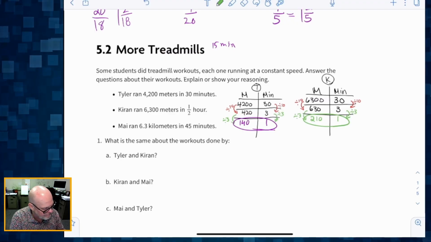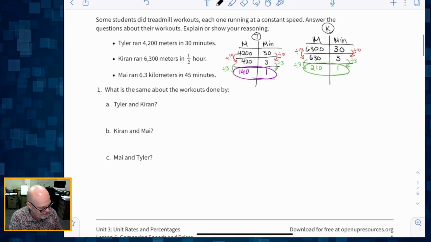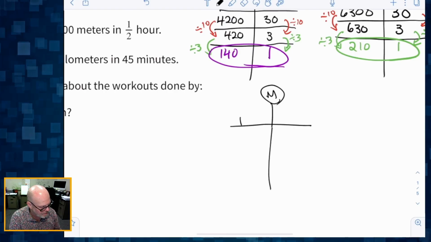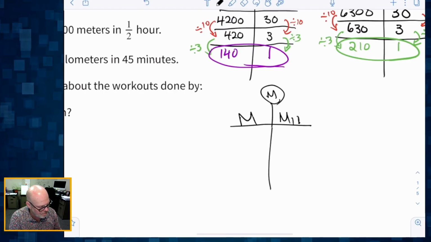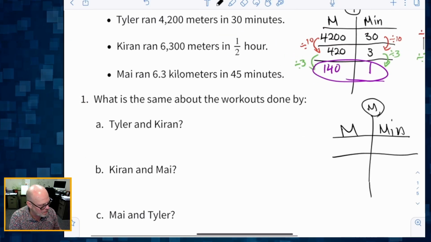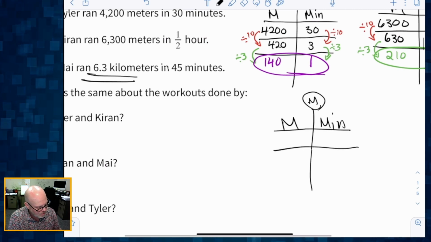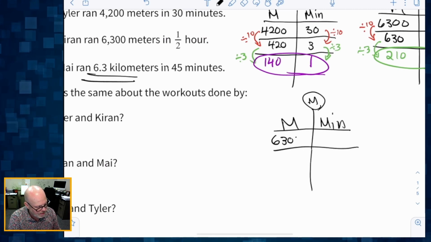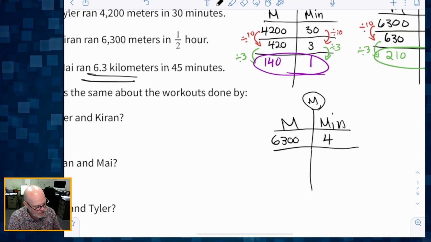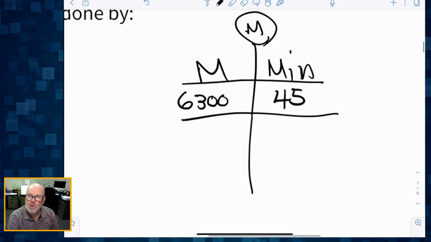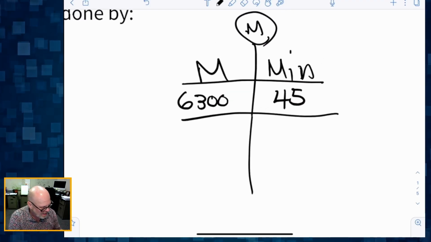And then we have one last person. We've got Mai, and let's get Mai in there. And Mai, I'm going to do an M for Mai, meters and minutes. Now remember, Mai did 6.3 kilometers, which is 6,300 meters. And she ran in 45 minutes. So let's zoom in and find the unit rate for that.